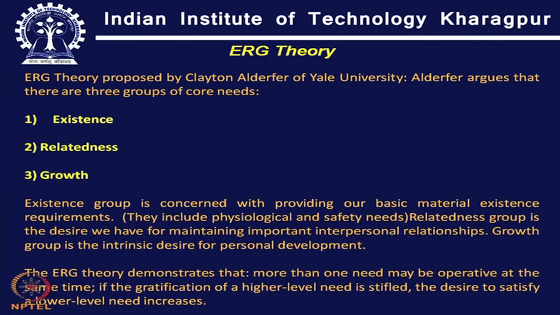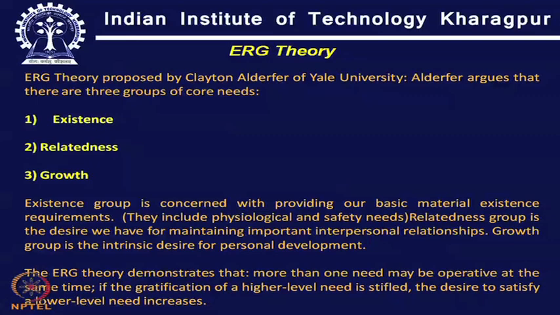So, in contrast with Maslow's theory, Maslow's theory stated that the higher order needs can be satisfied if and only if the lower needs are satisfied, and at a single point of time, you cannot have both needs acting on you.